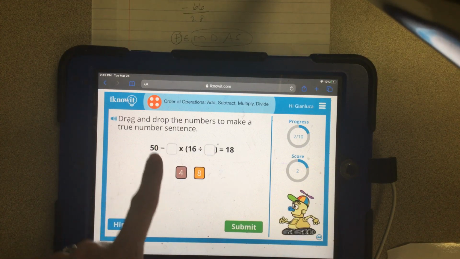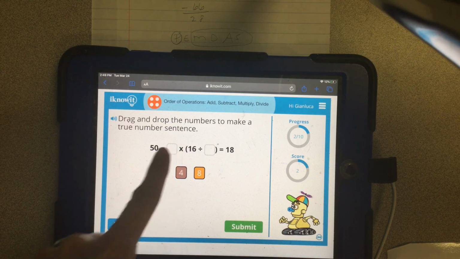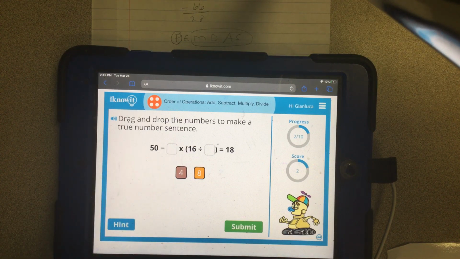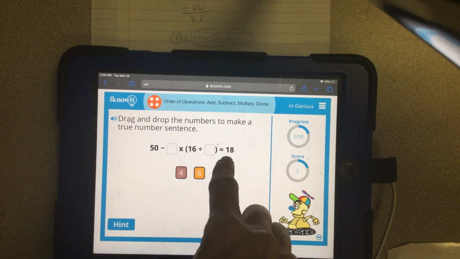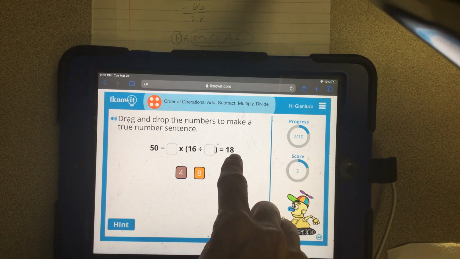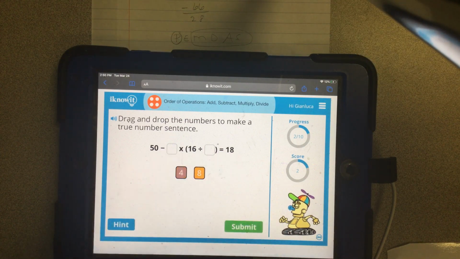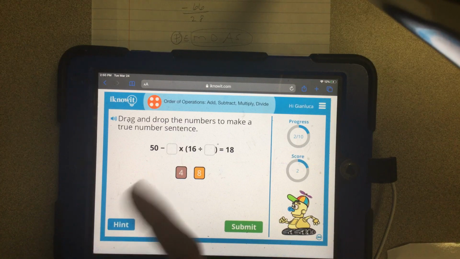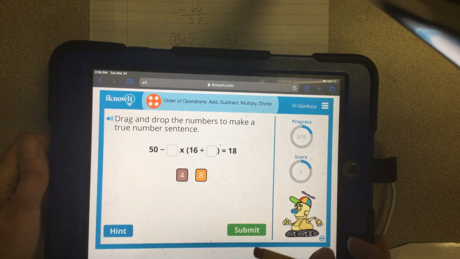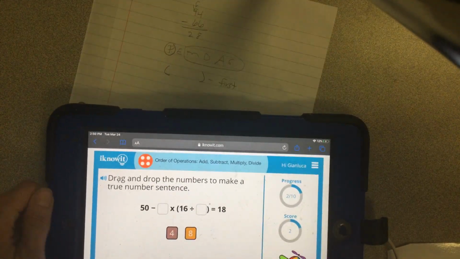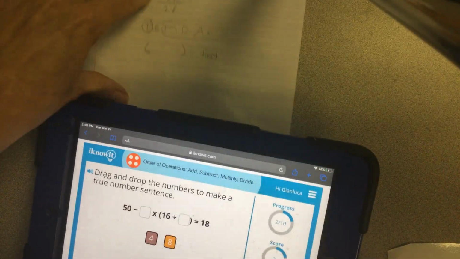And then this one actually is going to give you the parentheses, and it wants you to drag and drop the numbers to make the sentence true. So in this particular instance, I have to figure out what goes in which parenthesis to make the answer equal 18, or what goes in this parenthesis and what just goes on that blank. So you can play around with it. I would have a piece of notebook paper, and I would work with my notebook paper.